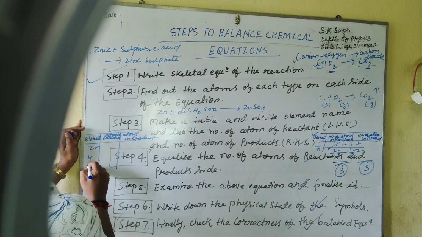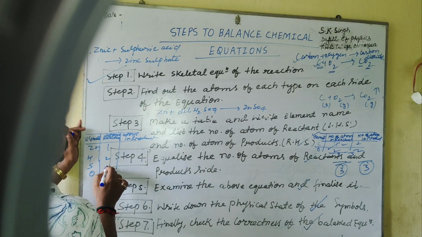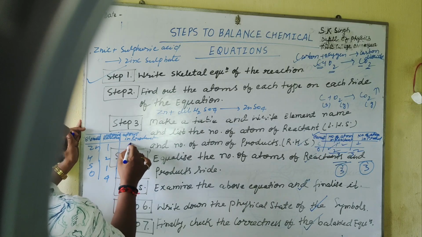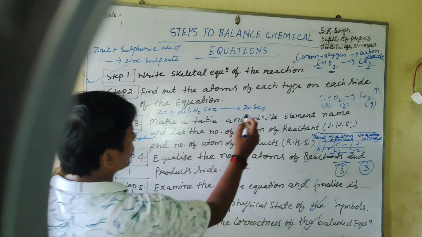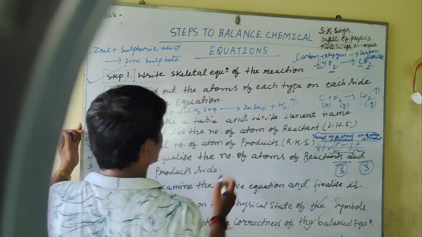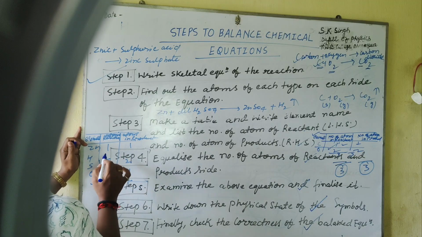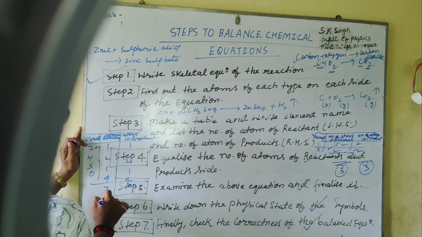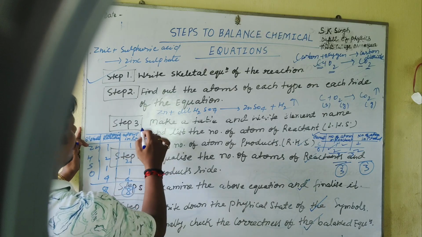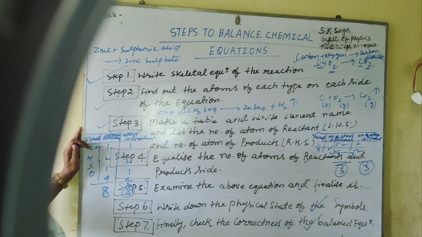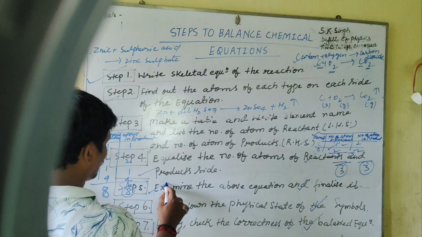Here we have zinc, hydrogen, sulfur and oxygen. In the reactant, zinc is 1, hydrogen is 2, sulfur is 1, oxygen is 4. In the product, zinc is 1, sulfur is 1, ZnSO4, and sorry, there is H2 also. After that, you can write the H2 and oxygen. Then on the product side, we can balance it. Balance the above equation and finalize it.